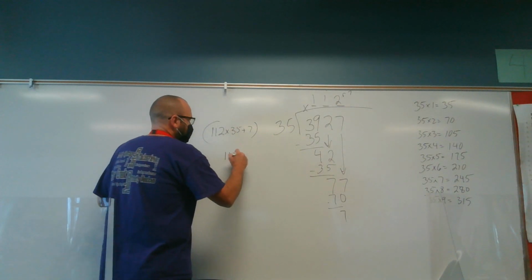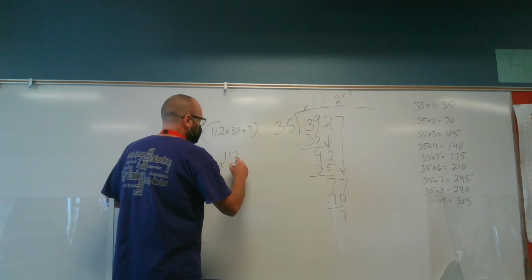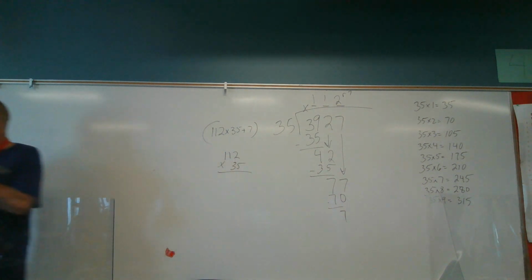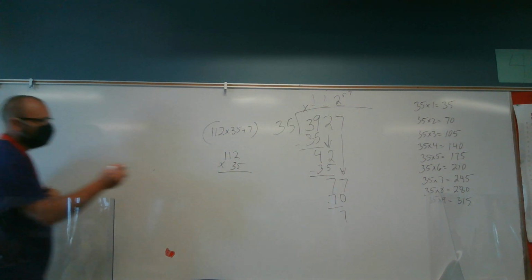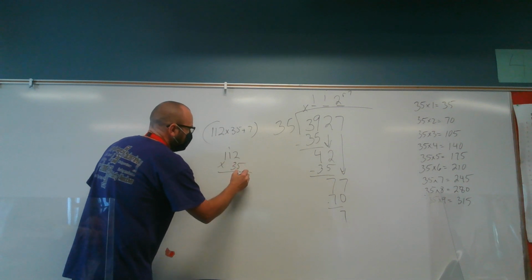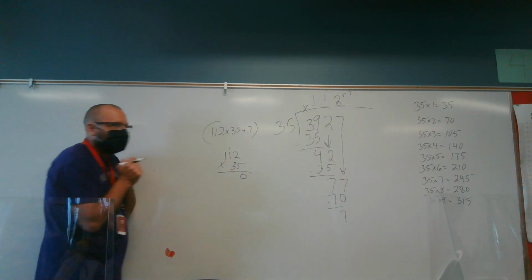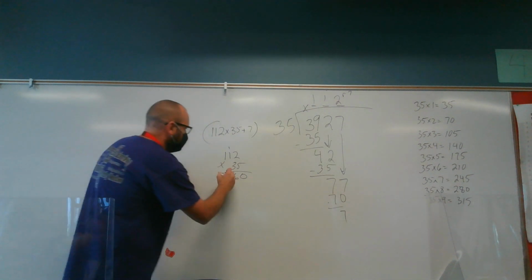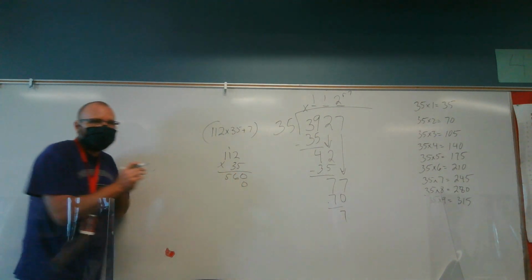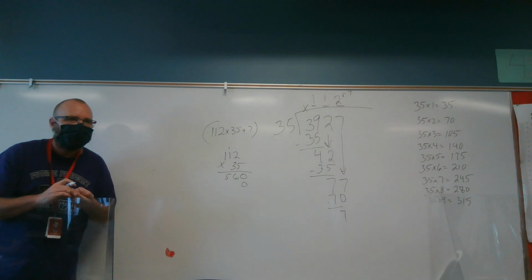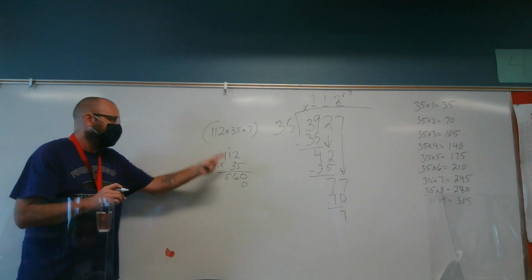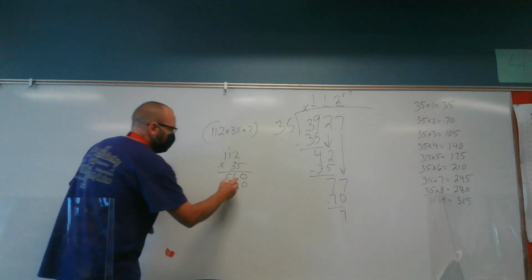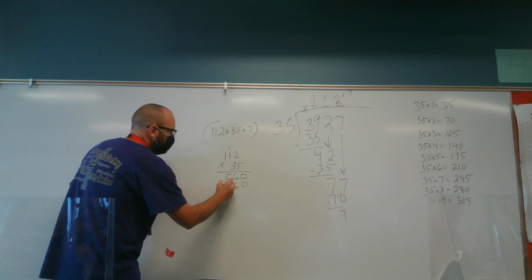We have 112 times 35. What's 2 times 5? 10. Awesome. 0, carry the 1. 5 times 1, plus 1. Awesome. 5 times 1, 5. Now move into my tens place. Am I okay? Okay. Tens place, 3 times 2, 3 times 1, 3 times 1.